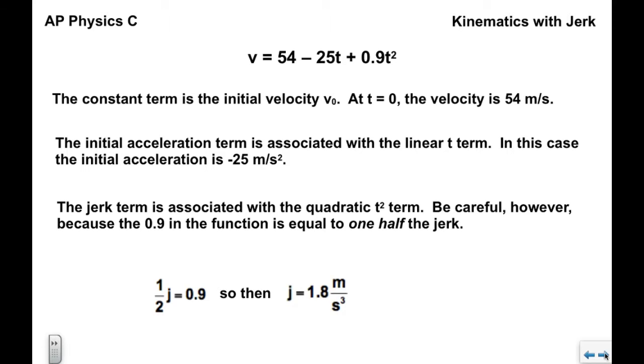The jerk term is associated with the quadratic, the t squared term. You want to be careful, though, because the 0.9 coefficient is 1/2 the jerk, since the coefficient in the velocity expression is 1/2 j t squared. So 1/2 j equals 0.9. Therefore, the jerk in this case is 1.8 meters per second cubed.